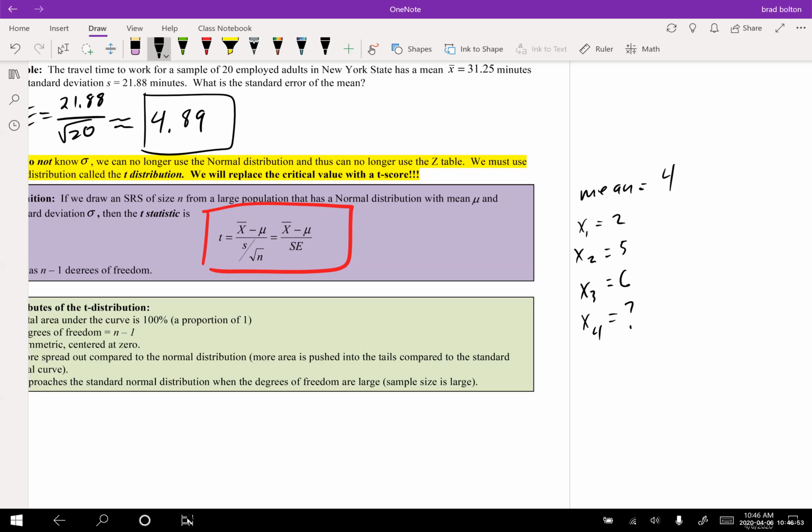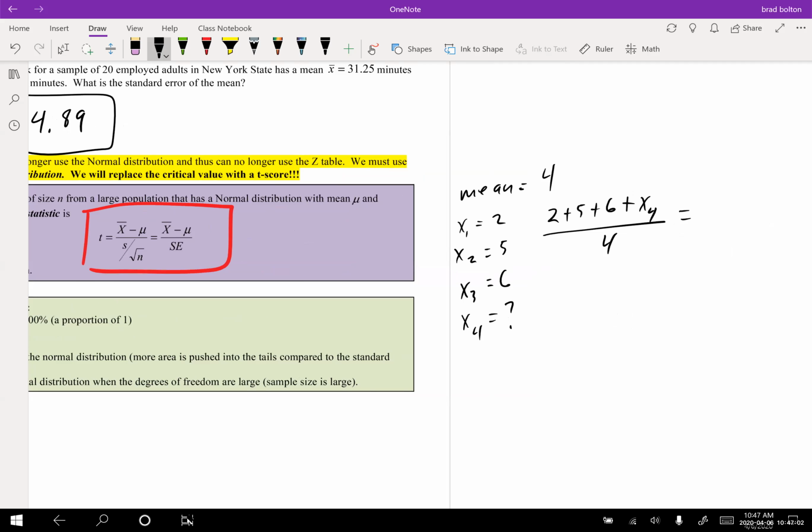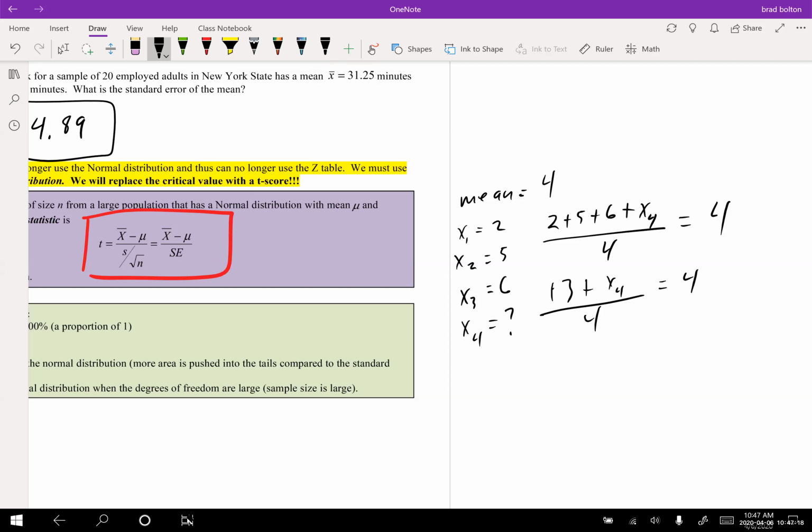So we know that we're going to do 2 plus 5 plus 6 plus x4, and we're going to divide that by 4, and that has to equal 4, right? So what I'm going to do is I'm going to solve, okay? So I'm going to say this is 13 plus x4, and again, I'm just randomly picking x4, it could have been x1, is equal to 4.